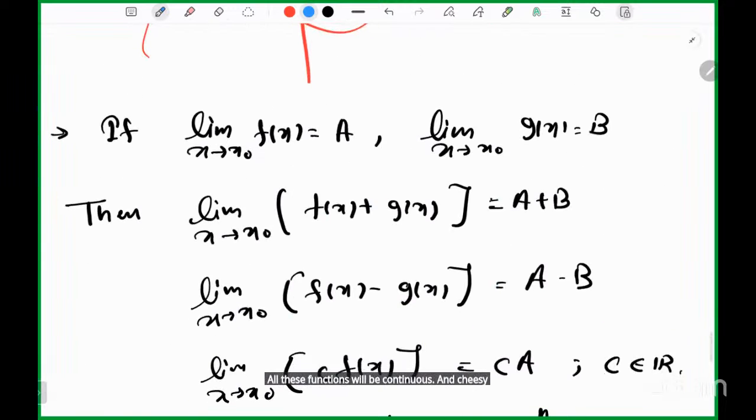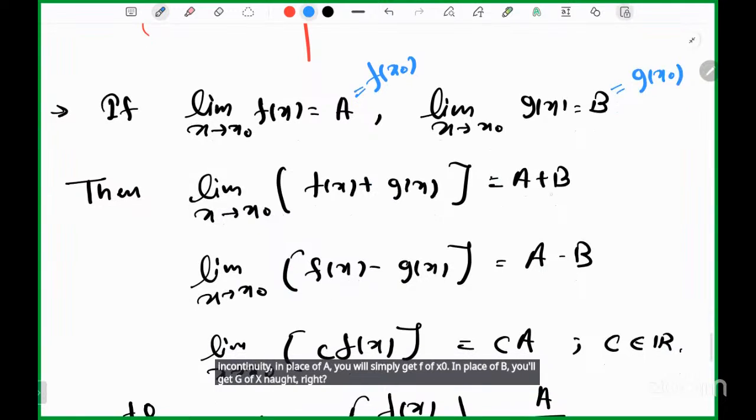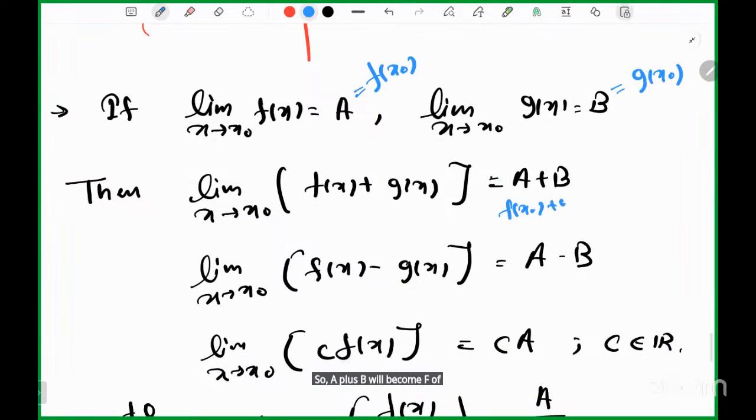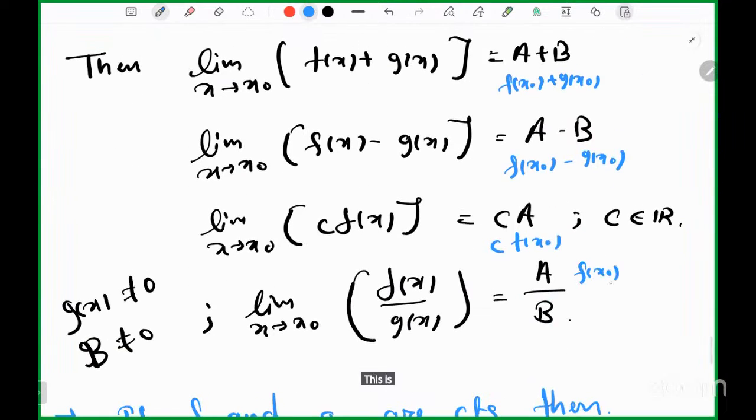See, in continuity, in place of A, you will simply get f of x naught. In place of B, you will get g of x naught, right? So A plus B will become f of x naught plus g of x naught, which is the value of the function at that point x naught. Similarly, here also you will get the same thing, right? c times f of x naught. And this is also the same as f of x naught by g of x naught.